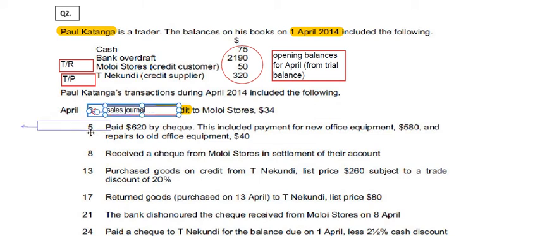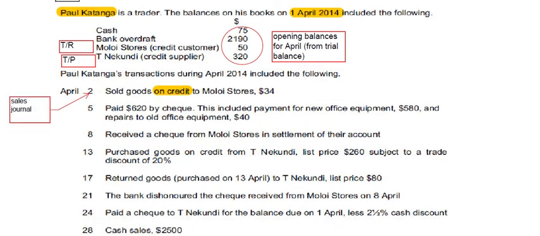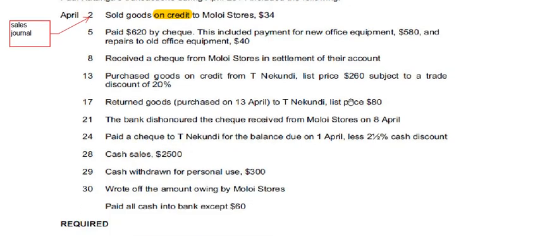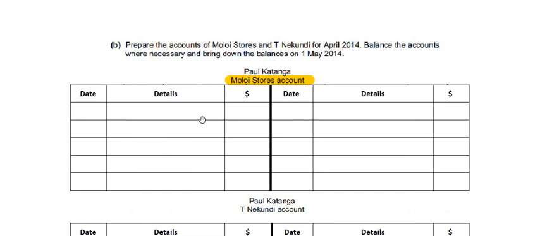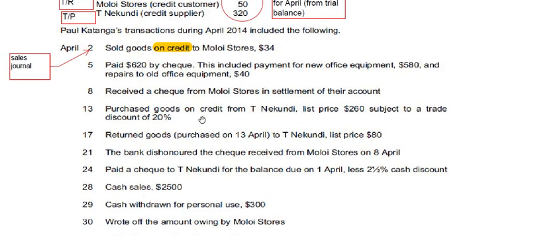We have done that already, and you know that all credit sales are first recorded in the sales journal. So for this April 2 transaction, we have made a notation on the left that this goes in the sales journal, and it will go in Malui Stores account also. Let me show you. We'll scroll down and you see there is Malui's account. So this entry will be going in Malui's account also. Don't forget that it will go in the sales journal first, then in Malui's account, and then in the sales account also. We carry on with the transactions.